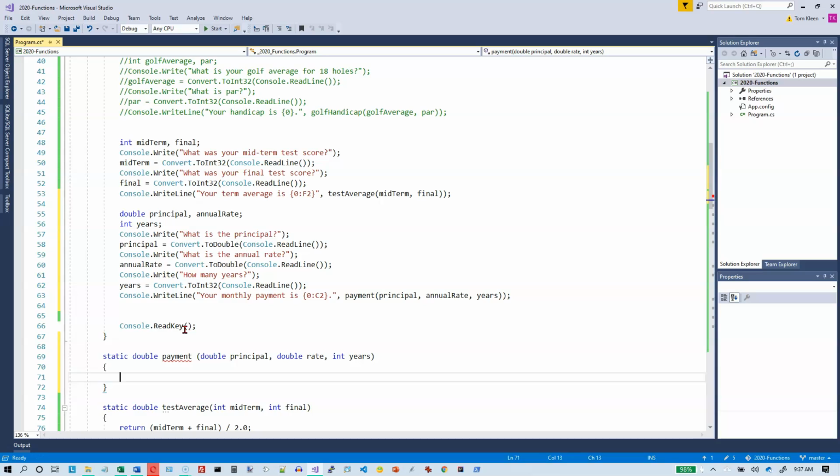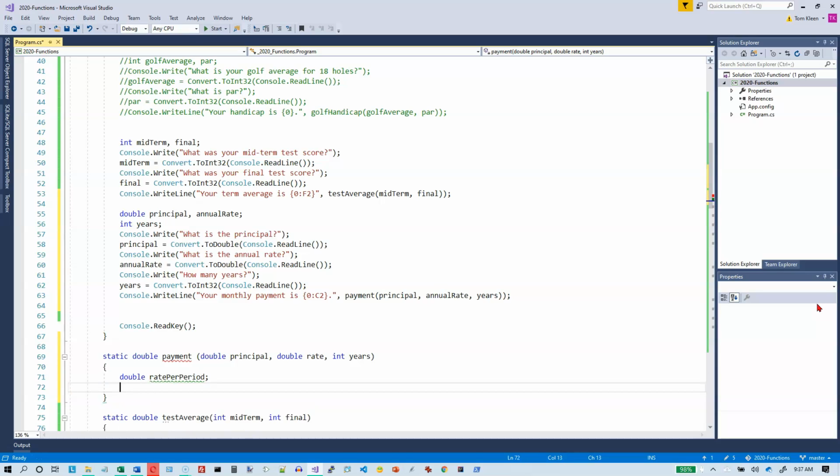Okay. So we need to know what the formula is for calculating the payment on a loan. The payment on a loan is you take the principal times the rate per period, and that's going to be our numerator. So before we can do our formula, we need 2 more values here. We need a rate per period, and we need an integer, which is the periods, payment periods.